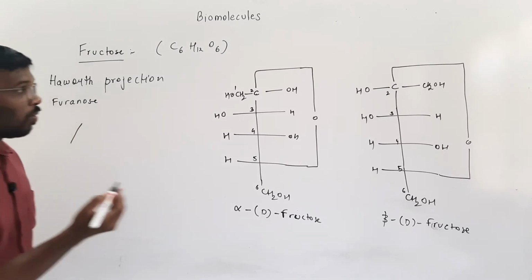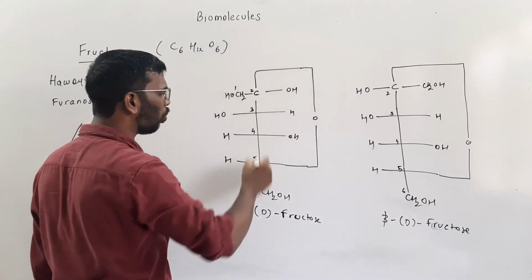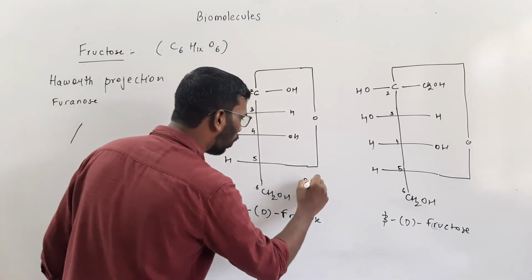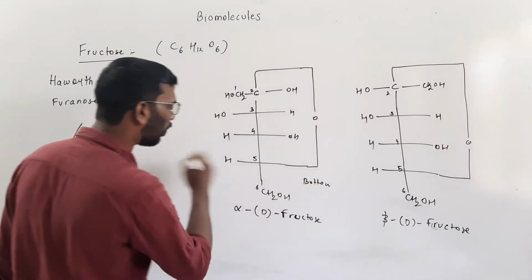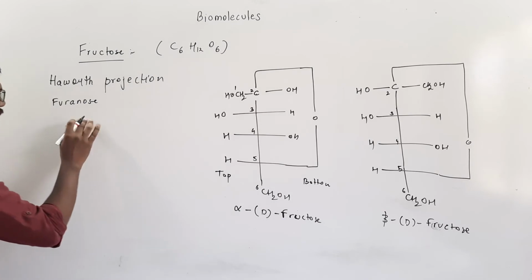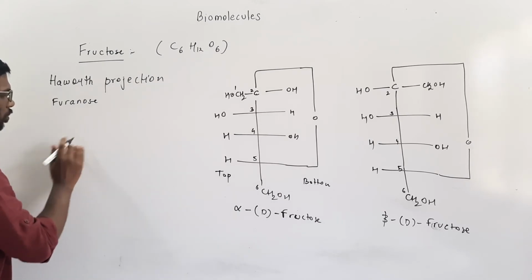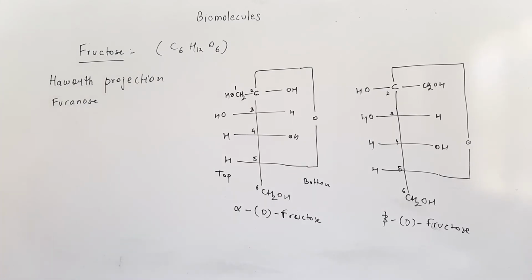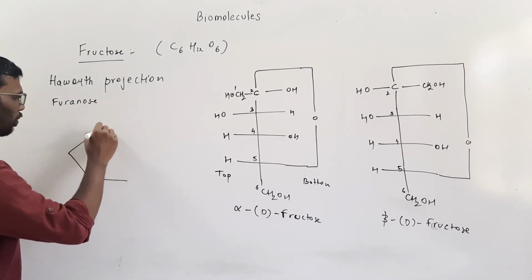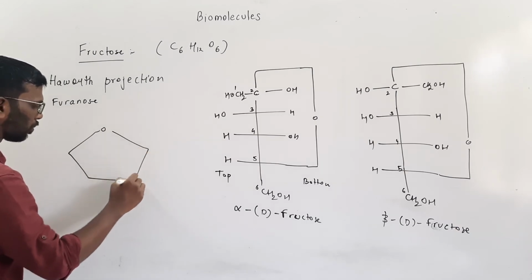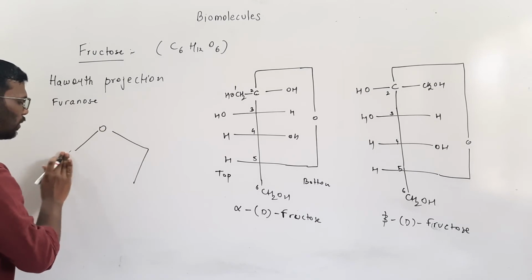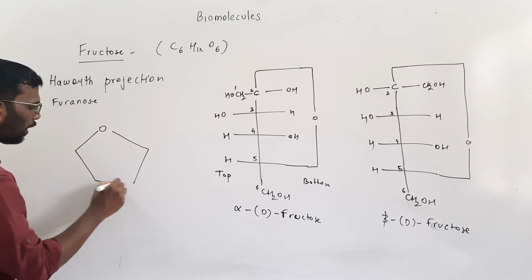What is the drill? What is the trick? Divide this molecule into 2 halves. Whatever is on the right side, write it at the bottom, and whatever is on the left side, write it on the top. I will draw it in this manner. This is the derived structure, like furan.